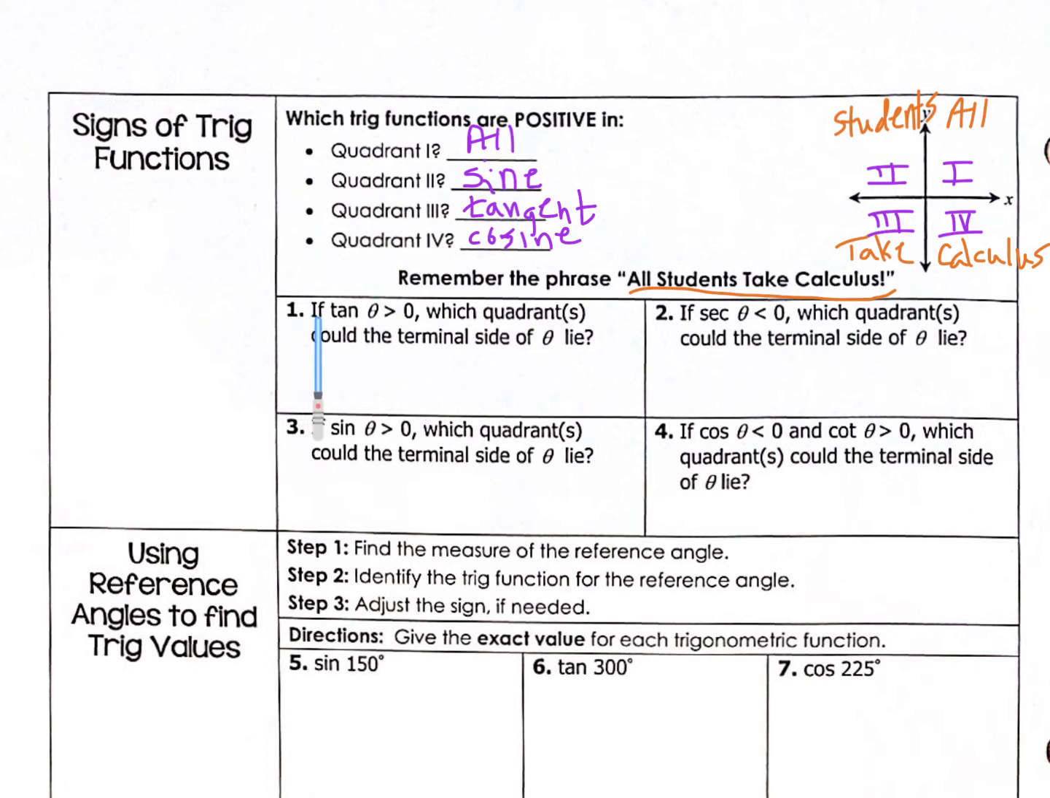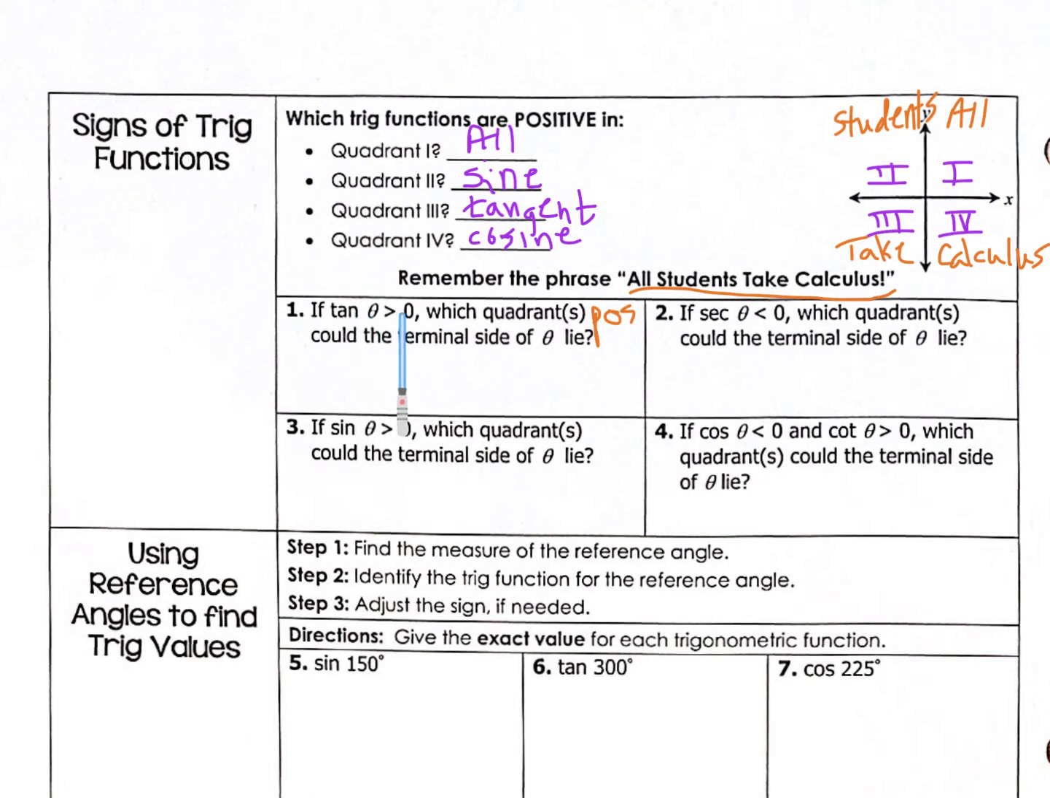So first question here, if tangent of theta is greater than 0, meaning that it is positive. So we're looking for where tangent is positive. Which quadrant could the terminal side of theta lie? And so in other words, if this is your initial side, and we go all the way either to quadrant 2, 3, or 4, where could my terminal side of my theta end?